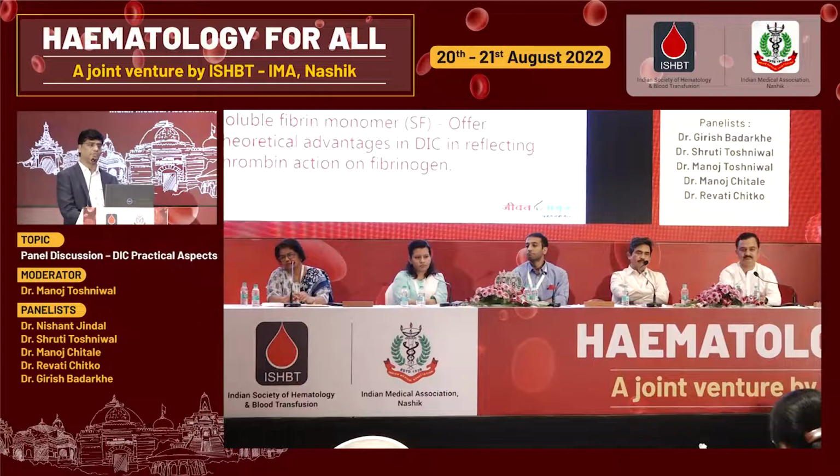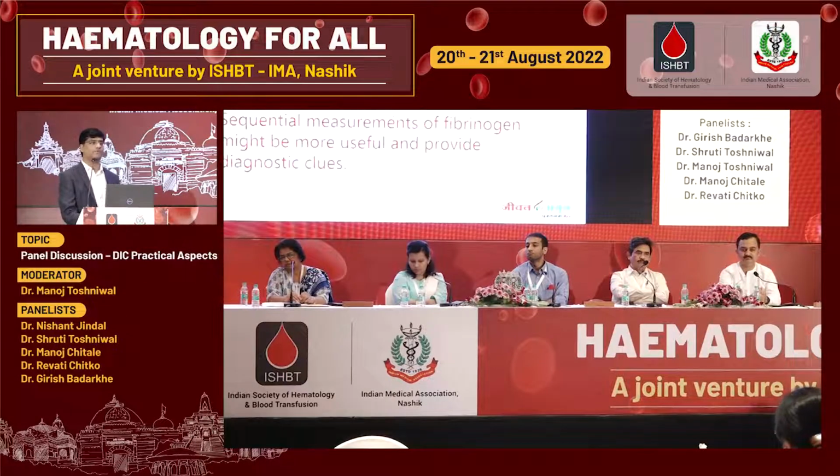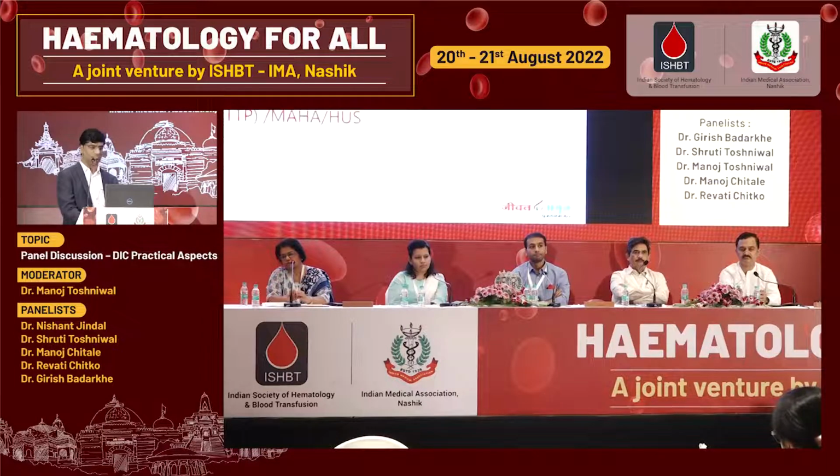D-dimer is easily available, though FDP and soluble fibrin monomers are not available easily to us. D-dimer is the thing which is easily available in the routine labs that we can do, and we score them with the help of fibrinogen as well. I know fibrinogen is available in very few labs, but whenever high suspicion is there, there is always a way to find where we can get the fibrinogen done and start working on the same. Also, thrombocytopenia is always there.